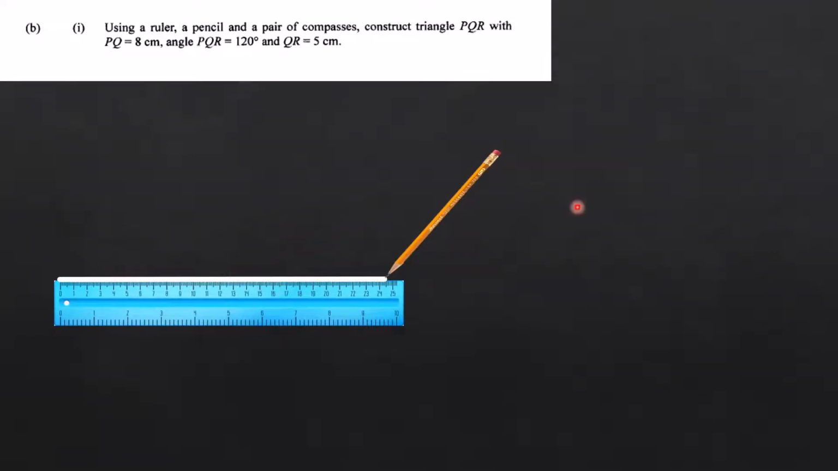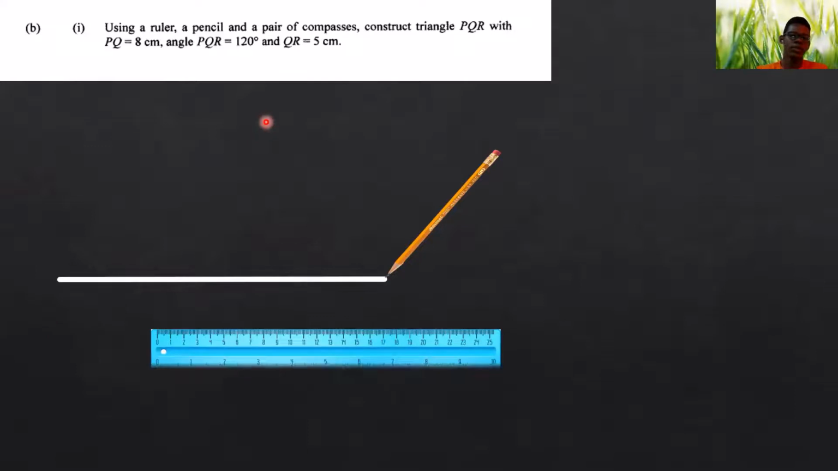The pencil's so fake. Well, I hope you got a better pencil. Draw a straight line. Just ensure that it's more than 8 centimeters because we're going to add on the 8 centimeter PQ line. All right.